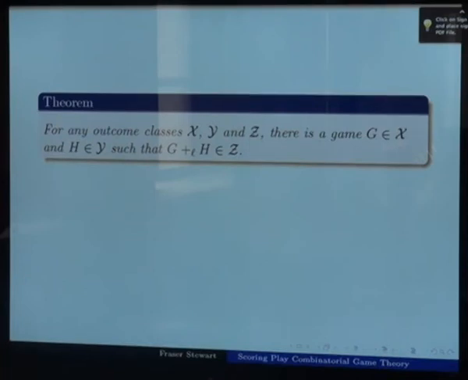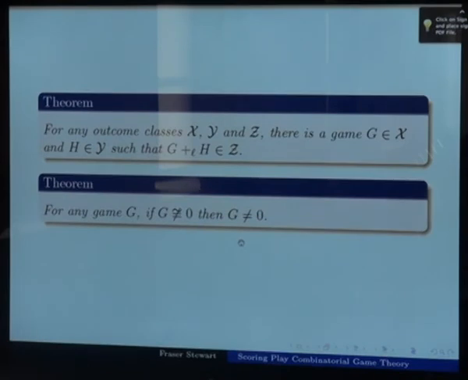So what it means is you've got some game G where left has a very big advantage, another game, H, where left also has a very big advantage, but when you play them together, now right has a very big advantage. To put that in context, it's a bit like saying a positive number plus a positive number is a negative number. It's very, very nasty.